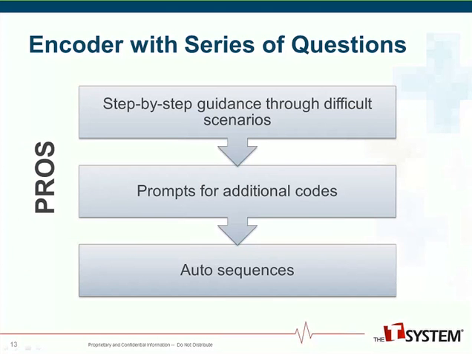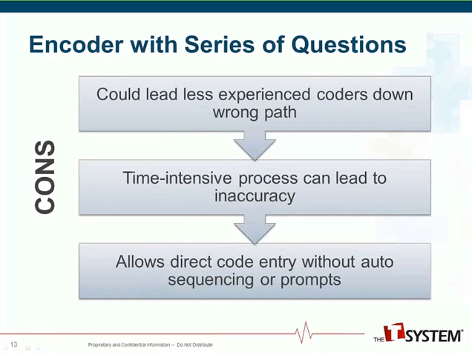The other type of encoder on the market today is an encoder with a series of questions. So what it does is you type in your patient's condition, and it gives you step-by-step guidance through. Where it really shines is when you have a difficult scenario to code, such as sepsis. You type in sepsis or severe sepsis, and it guides you to the right questions that need to be answered in order to provide all the information that should be coded with that condition. So it's going to prompt you for additional codes. It's going to auto-sequence for you.